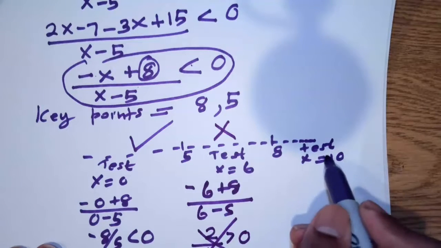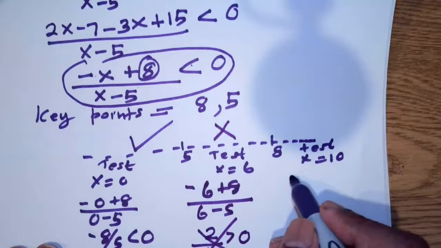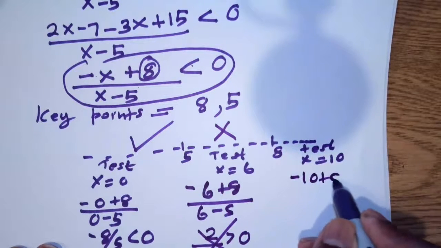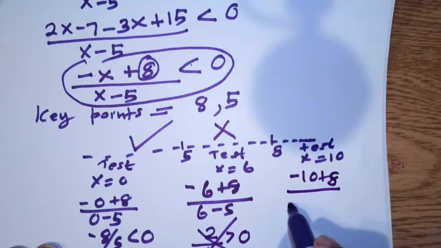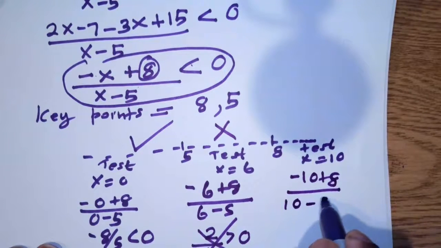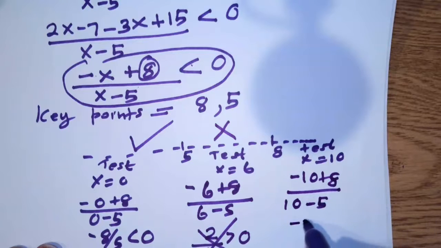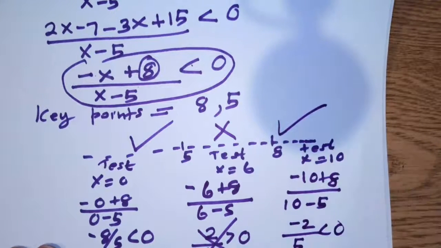So now let's put 10 and see. Negative 10 plus 8 over 10 minus 5. So negative 10 plus 8 is negative 2, and 10 minus 5 is 5. And it's negative, which is what we want. So that's in the correct region.